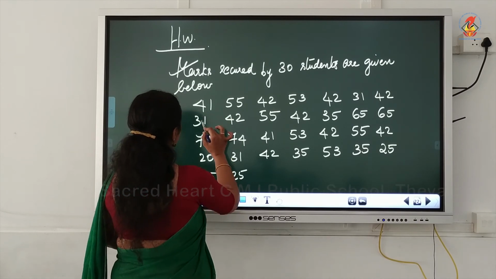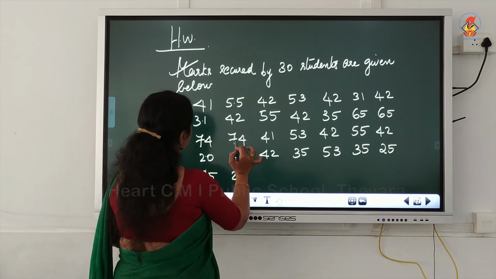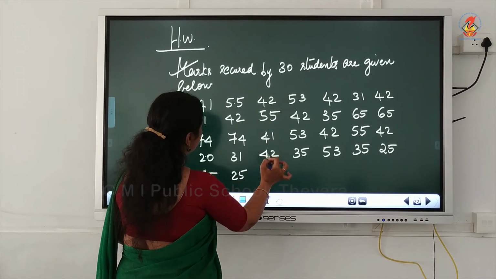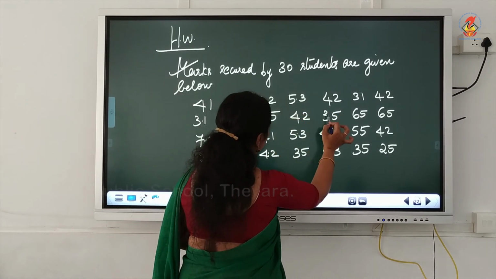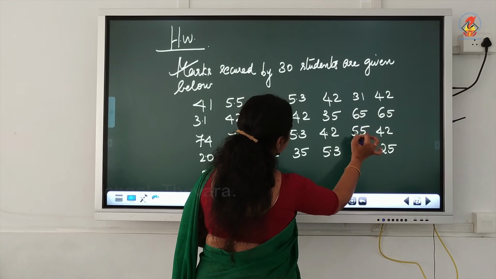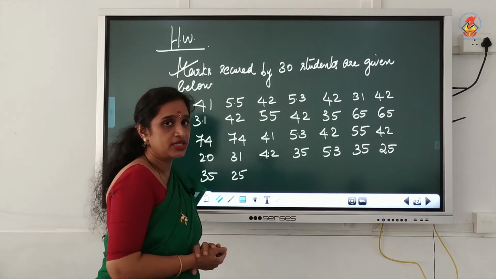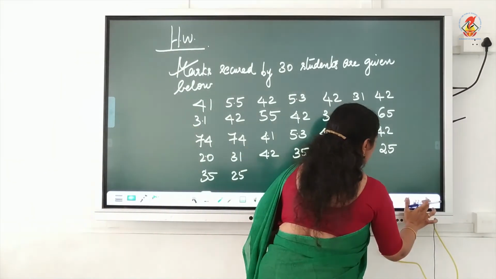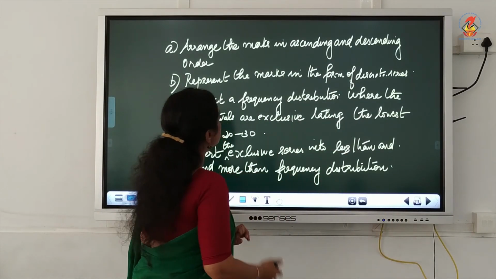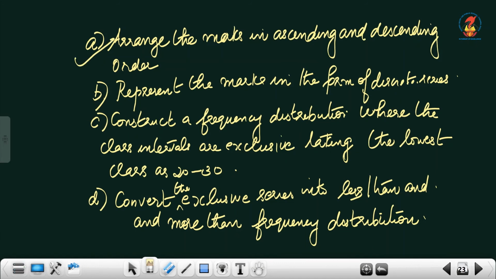Let us count 1, 2, 3, 4, 5, 6, 7, 8, 9, 10, 11, 12, 13, 14, 15, 16, 17, 18, 19, 20, 21, 22, 23, 24, 25, 26, 27, 28, 29, 30. Yes, it is correct. 30 students. Now, what I have asked you to do here is arrange the marks in ascending and descending order. From the beginning, what all things you have learned, you can apply it for this problem. In this problem, represent the marks in the form of discrete series.